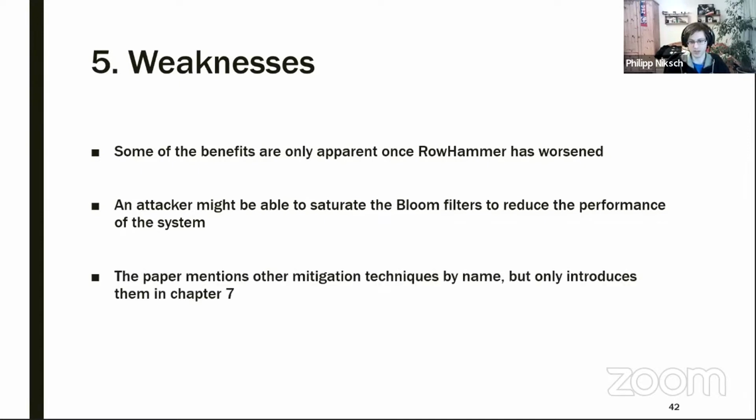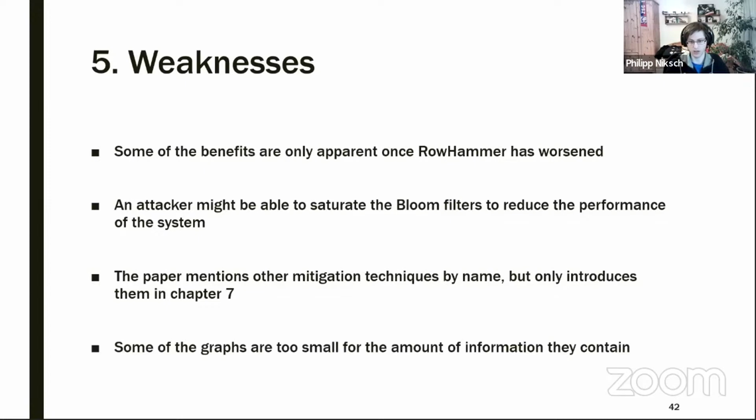The paper mentions 6 mitigation techniques by name and uses them to evaluate BlockHammer in chapter 6, but then introduces the mechanisms in chapter 7, which didn't really make sense to me because I was Googling them in chapter 6. The graphs feel a bit cluttered, especially the one comparing the scalability of the different techniques. They're a bit small. Most of the data points are not even visible because they're behind other data points.